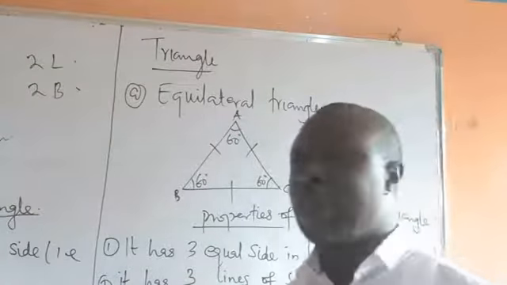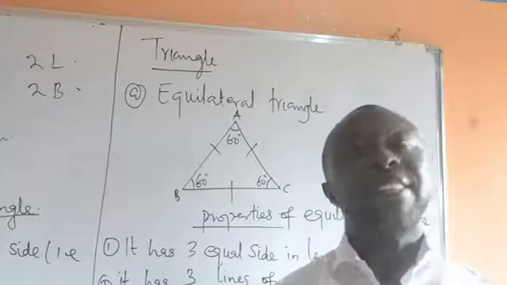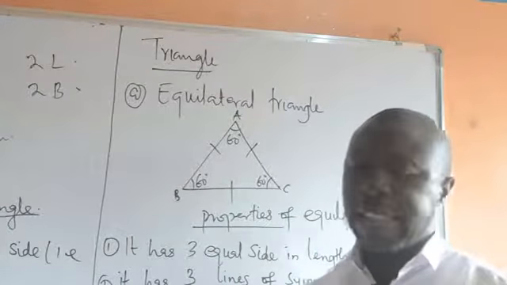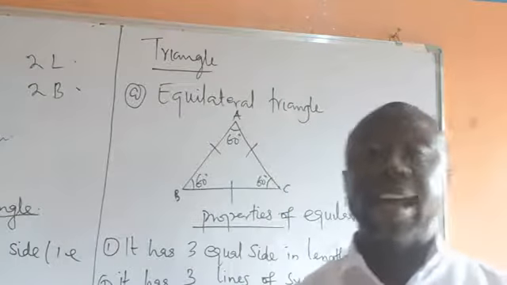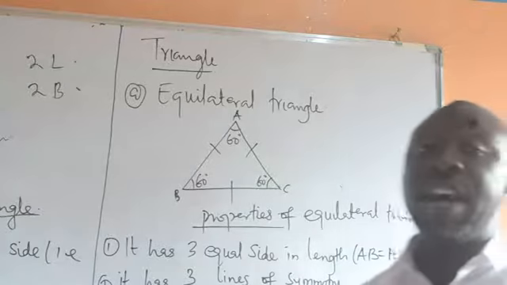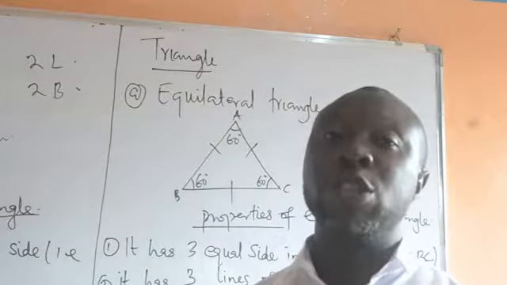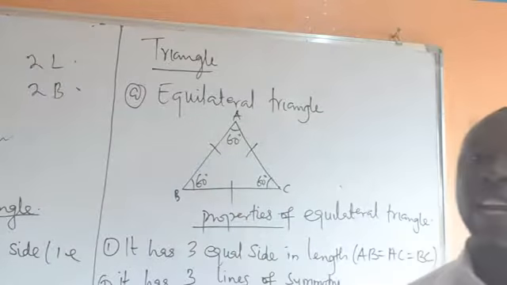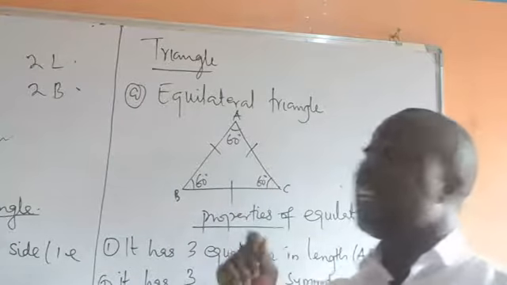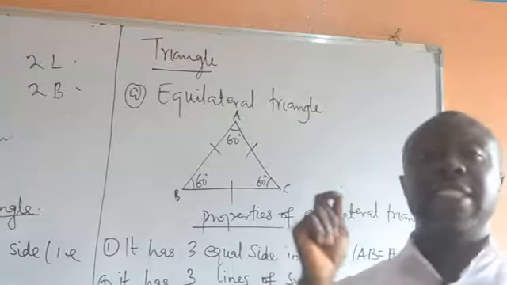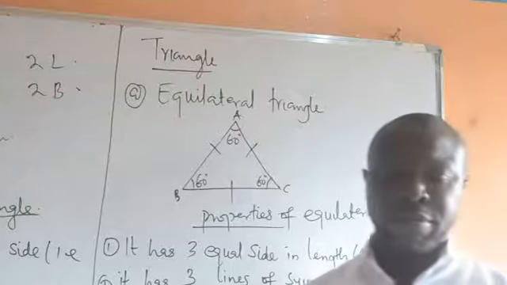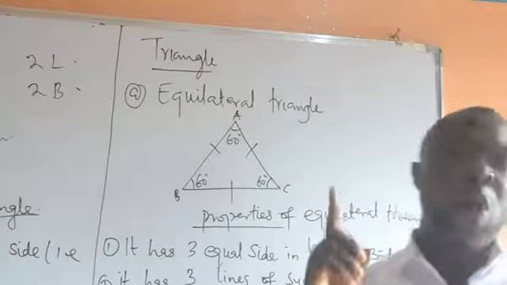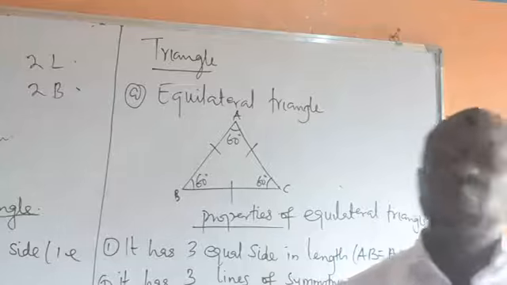When we talk about a triangle, it is a plane shape, a polygon with what? Three sides. And remember, we have different types of triangle. We have the equilateral triangle, the isosceles triangle, and the scalene triangle. We'll be studying these three types of triangle this morning. A triangle may have three lines of symmetry, or one line of symmetry, or no line.